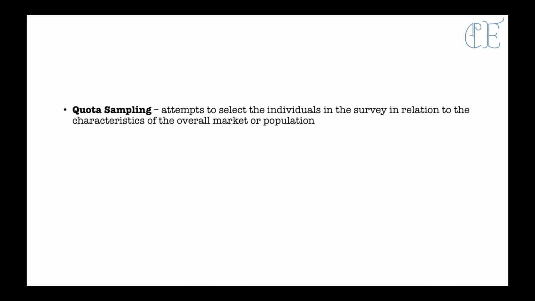All right. So, quota sampling then. Quota sampling attempts to select the individuals in the survey in relation to the characteristics of the overall market or population. So, for example, if you are testing out a new lipstick, the most likely you would choose women to survey. Or if you are trying to figure out if a new toy is going to be liked by children, you would survey children between a certain age range.